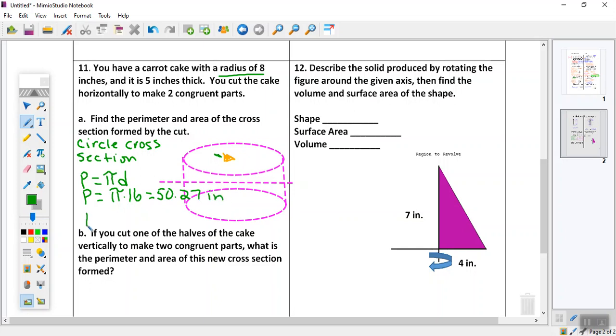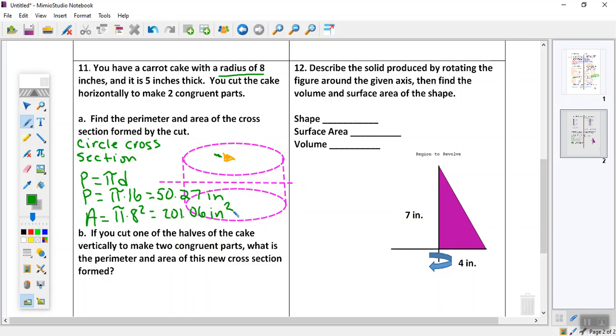How about the area of that cross section, kids? What's your formula for the area of that circle? Pi r squared. And what's the radius there, Chase? So pi times 8 squared. 201.08, somewhere in there. 201.06. 201.06. Very good. And that would be square inches for a cross section of an area.